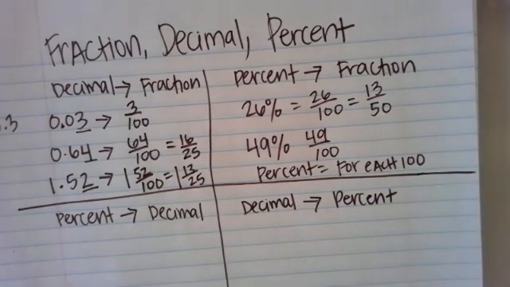If I had 55%, 55 over 100. If I had a decimal, like 1.3%, that would be 1.3 over 100, which yes, means you have a decimal within your fraction, but it's okay. And then you just see if you can simplify the fraction at any point.